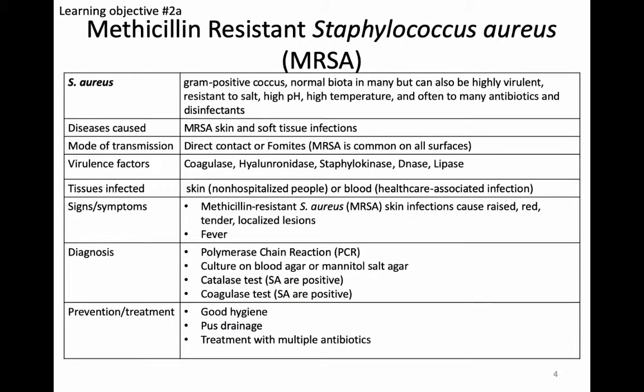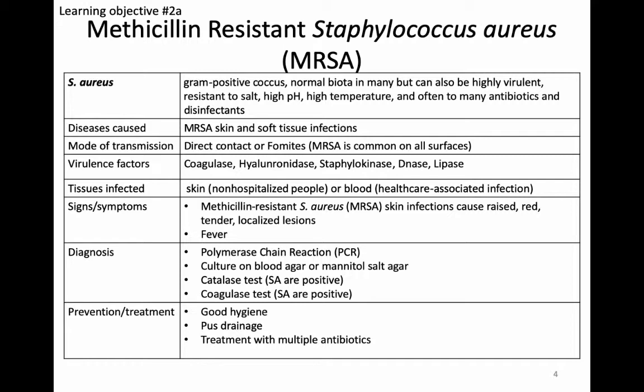Okay, so the first of the infectious diseases of the skin that we'll discuss is methicillin-resistant Staphylococcus aureus, or MRSA. So methicillin is a type of antibiotic, and Staphylococcus aureus have acquired resistance to this antibiotic. They've also acquired resistance to several other types of antibiotics, making MRSA a very difficult infection to deal with.